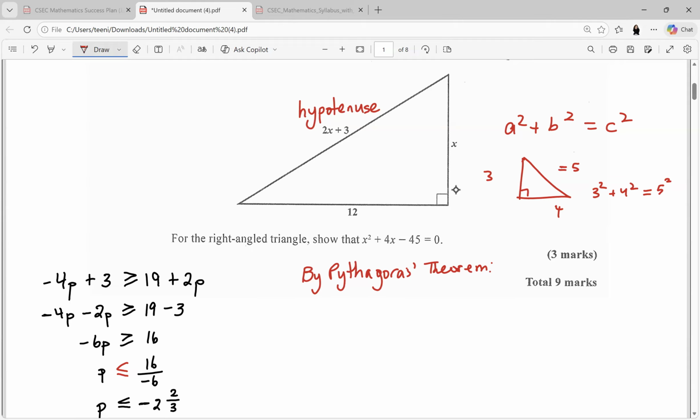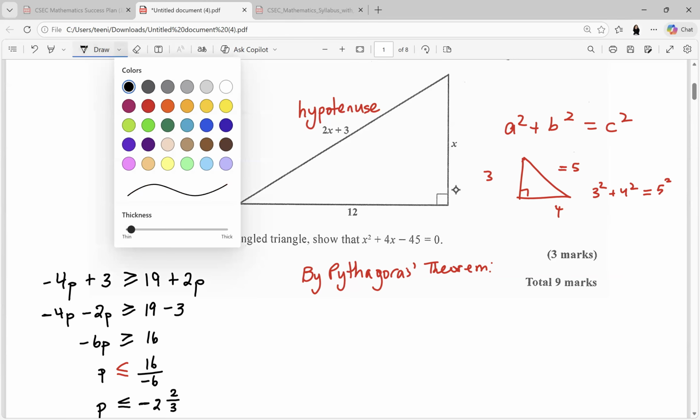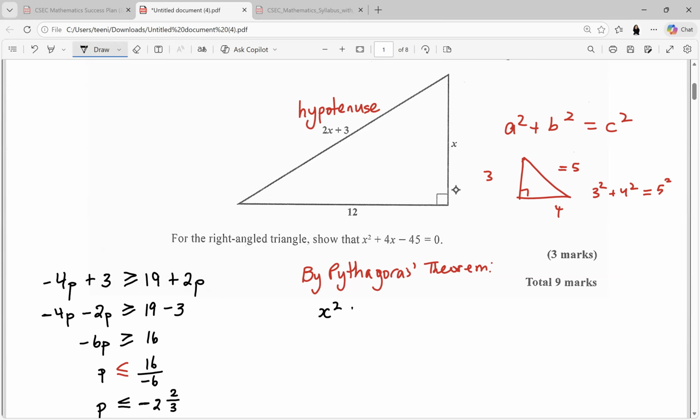That's what it means. So similarly, in this case, with the triangle that they gave us, the two other sides are x and 12. So x squared plus 12 squared will be equal to (2x plus 3) squared. The reason this is 3 marks is because the first mark is allocated to you making the connection that it's Pythagoras' theorem that you have to use there. The other mark is for working this out, and your final mark is for showing that it is equal to x squared plus 4x minus 45.